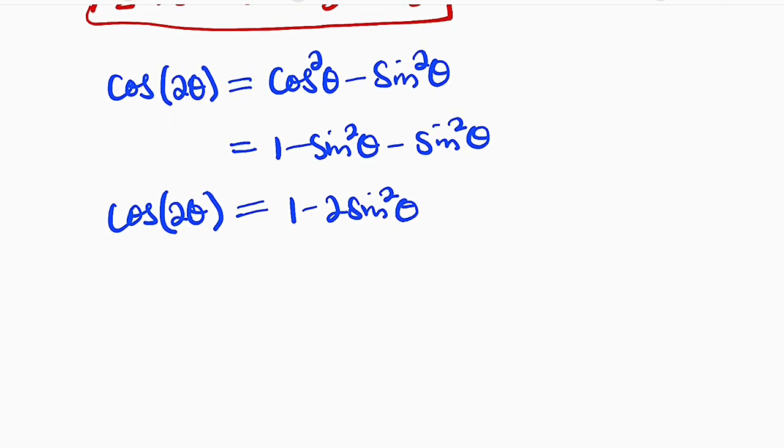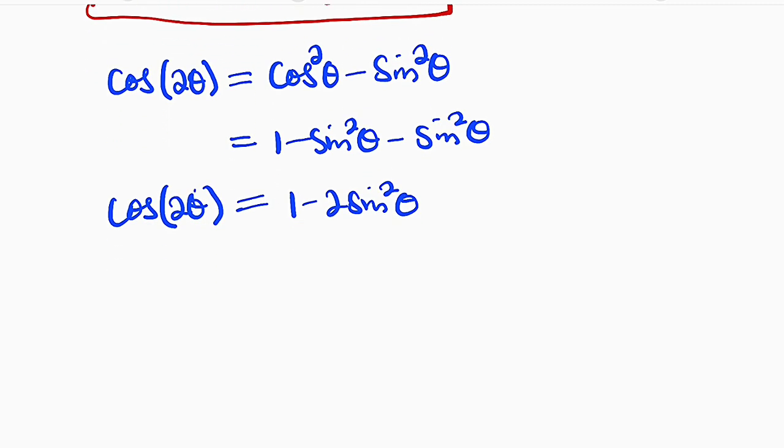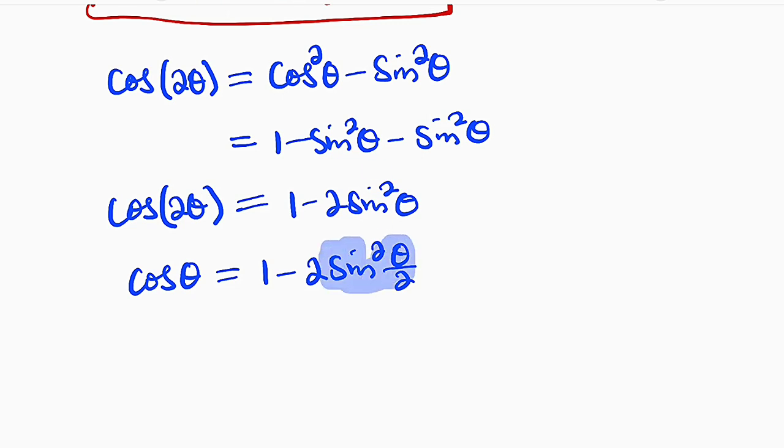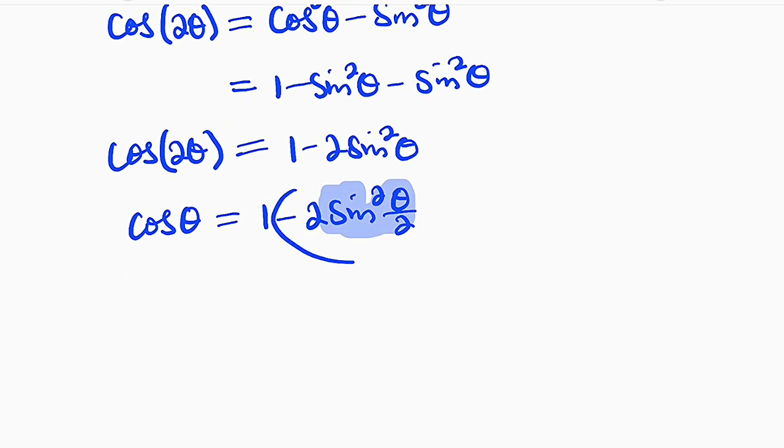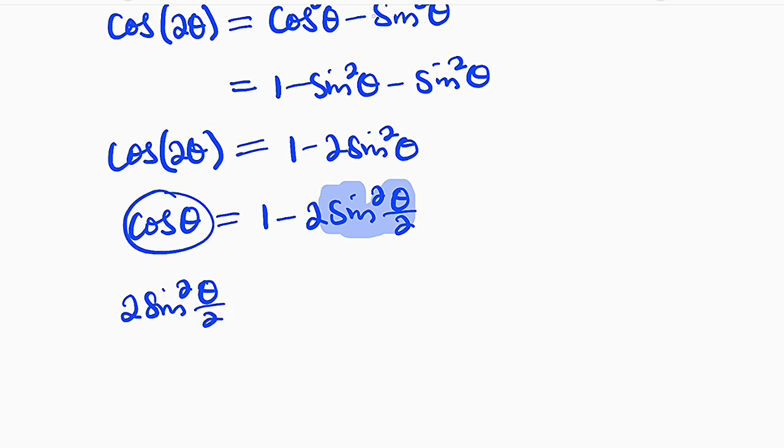So from here we can divide the entries by 2. This divided by 2 will give us cosine theta equal to 1 minus 2 sine squared theta divided by 2. So this is what I need to make the subject first. If you take the whole of this to the left hand side, it becomes positive 2 sine squared theta divided by 2. Then you take this one to the right, it becomes negative. We have 1 minus cosine theta.